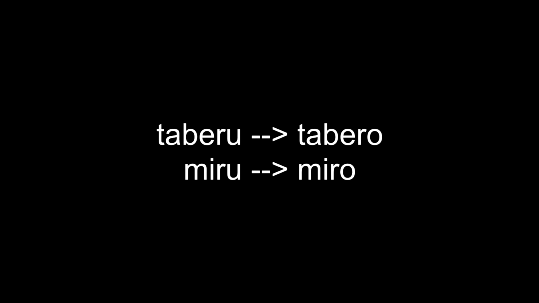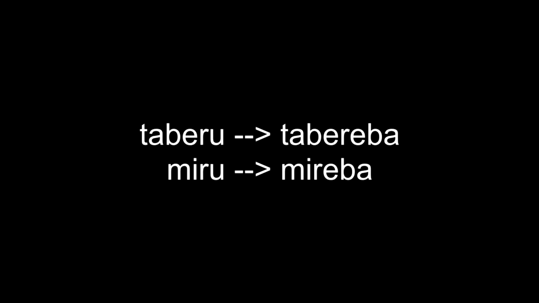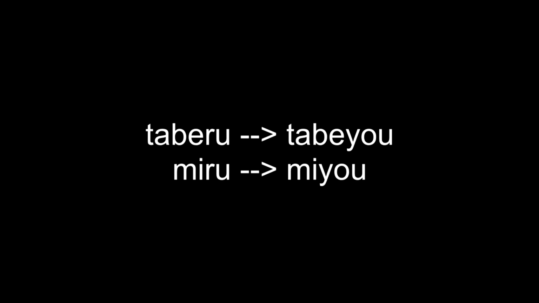For the imperative form, we'll drop the ru and add ro. So taberu becomes tabero, and miru becomes miro. For hypothetical form, we'll drop the ru and add reba. So taberu becomes tabereba, and miru becomes mireba. For the volitional form, we'll drop ru and add yo. Note here that this is an extended o sound. So taberu becomes tabeyo, and miru becomes miyo.